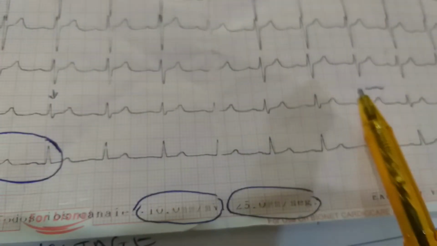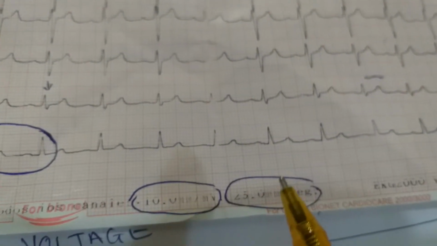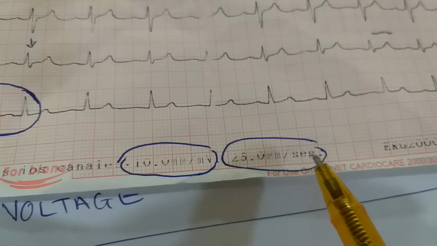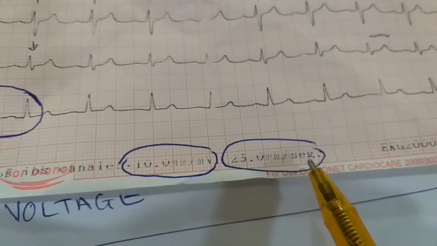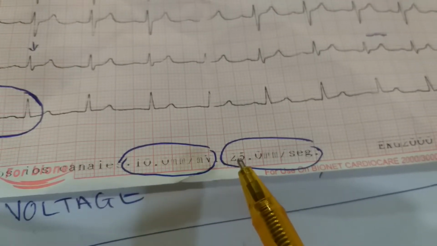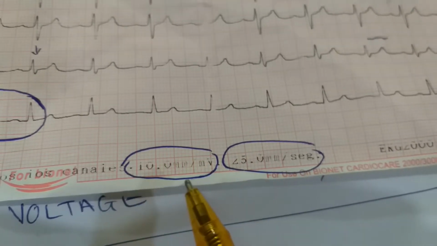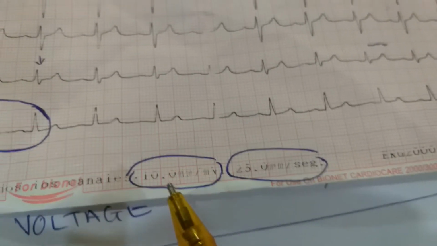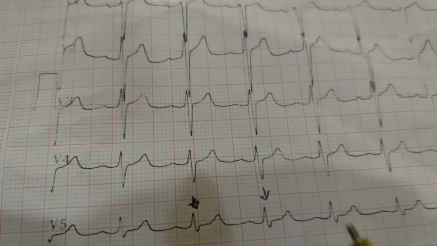The paper speed is 25 millimeter per second. This is the standard speed of the ECG paper. The voltage is 10 millimeter per millivolt, so 1 millivolt would create a height of two large boxes.